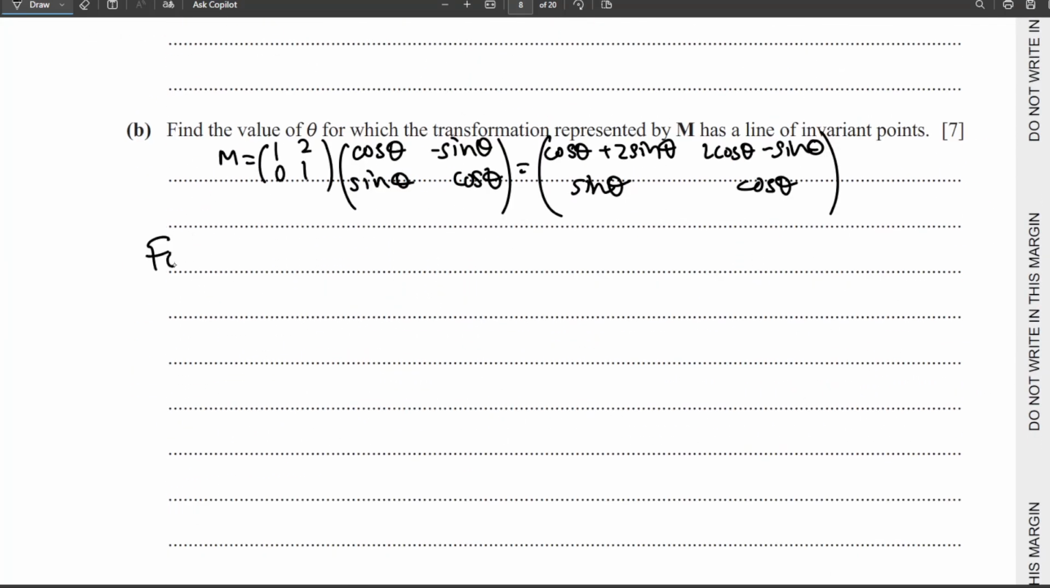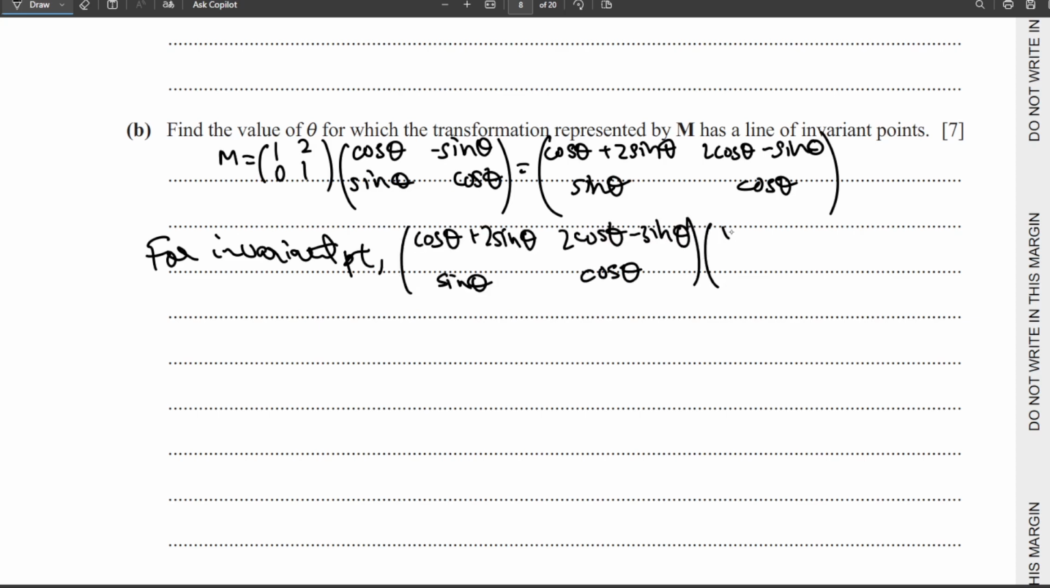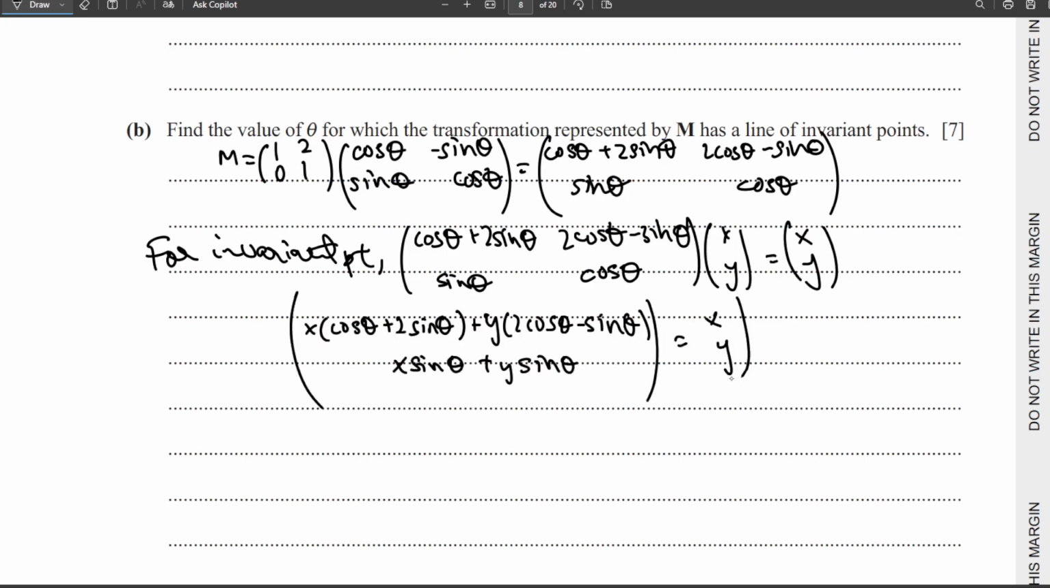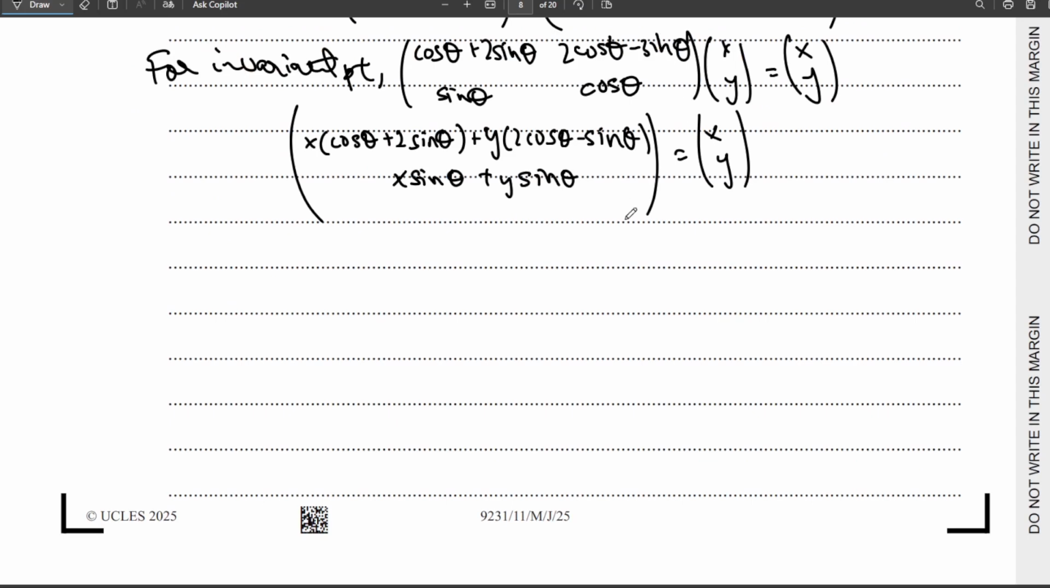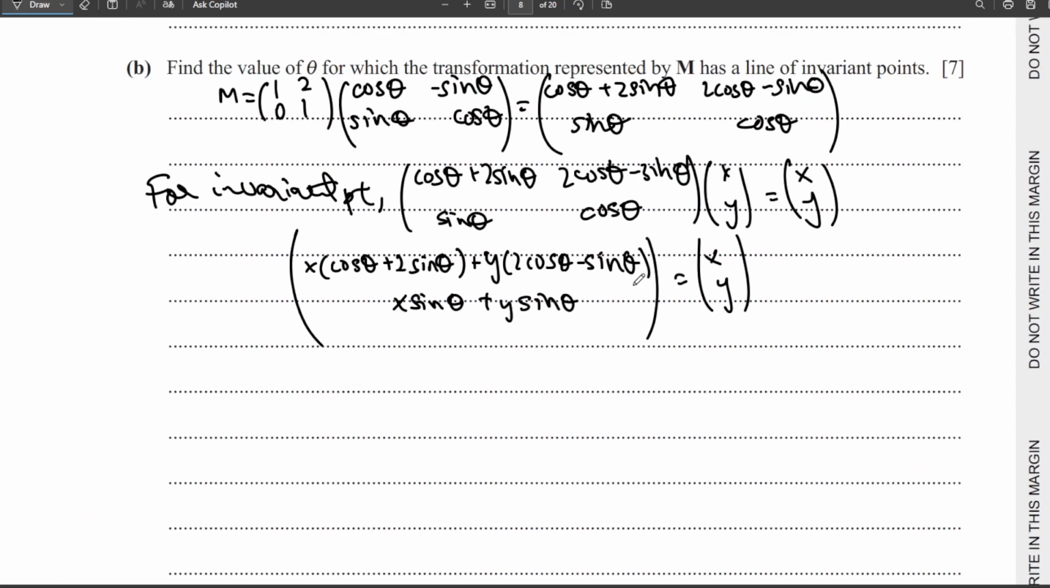Then we can go ahead and write for invariant points. We take M and multiply it by an arbitrary coordinate xy, and you get back the same arbitrary coordinates. And we go ahead and multiply again. Now dimensionally they are the same, it's just a 2 by 1 matrix, or a vector, and we can equate the components individually. So the x and the y, we can equate.